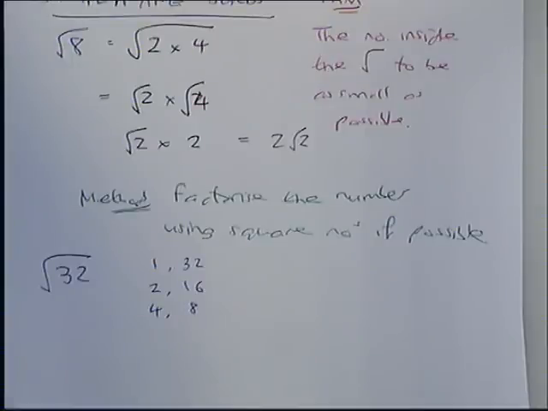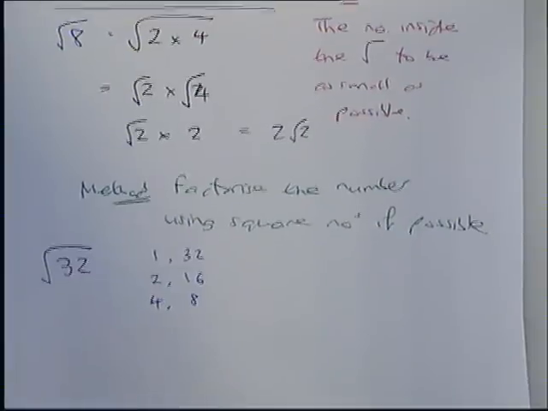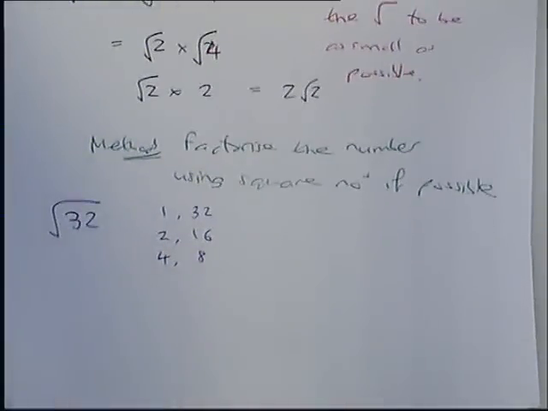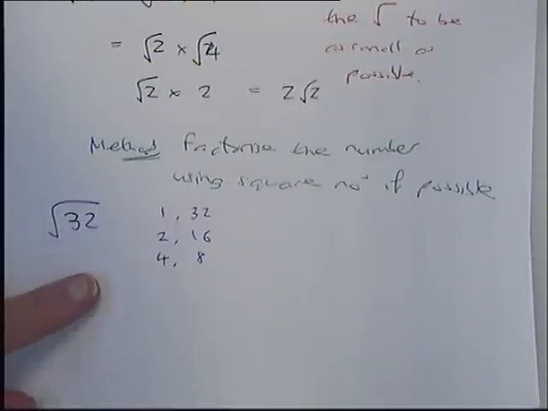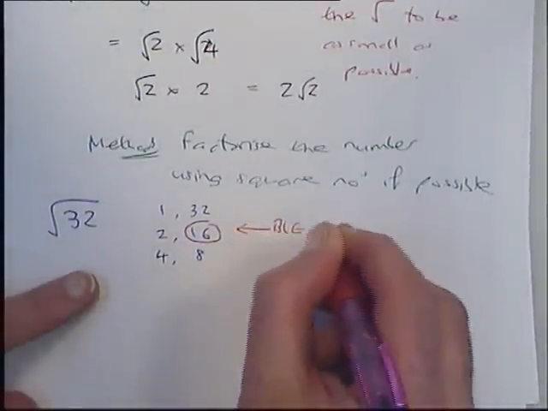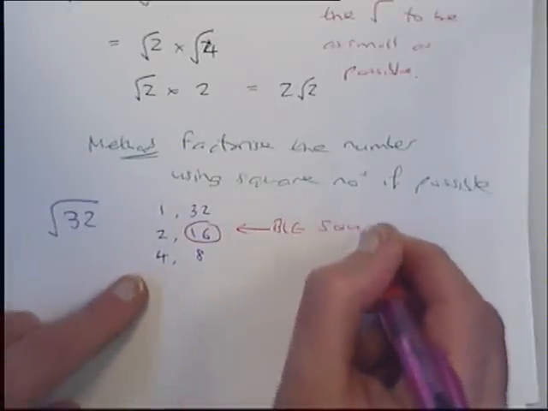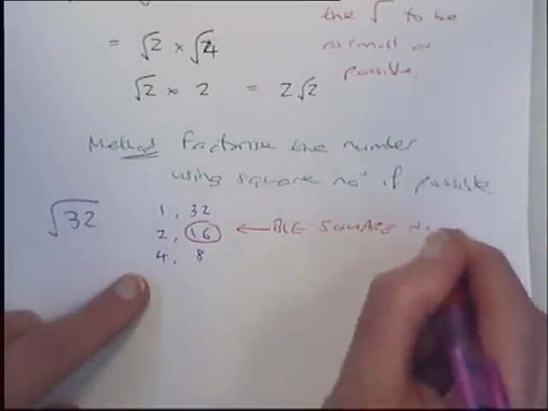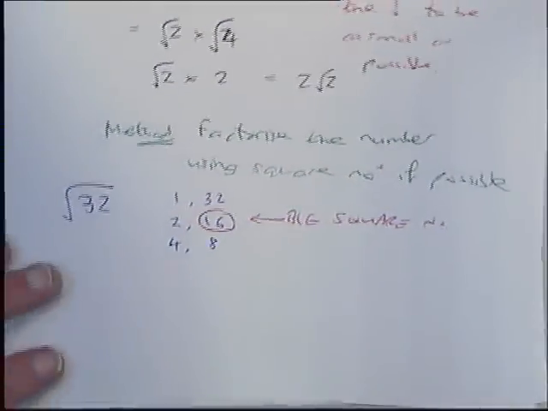We have James over here. Can anybody else spot? Look at those pairs there. Which of those pairs has got the biggest square number? Heather? The 2 and the 16. Yeah. That 16 there is a big square number. Or big relative to the 4 down here that was also a square number. So that's the pairing that we will use.